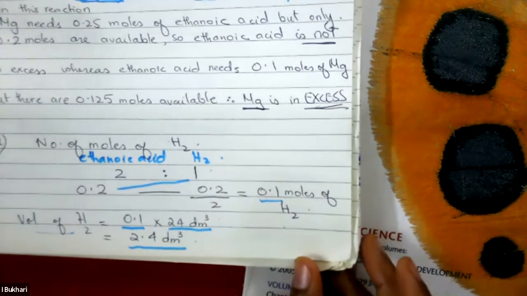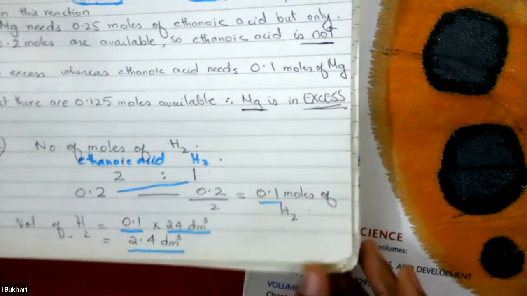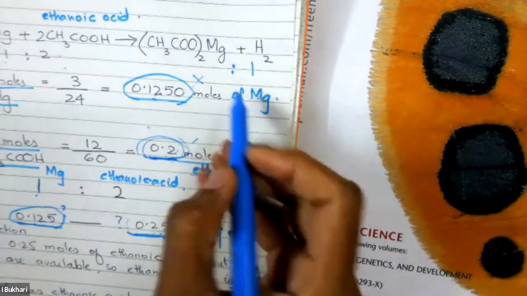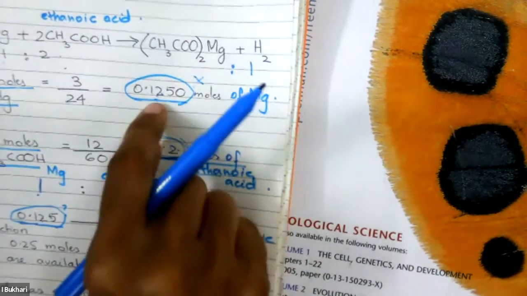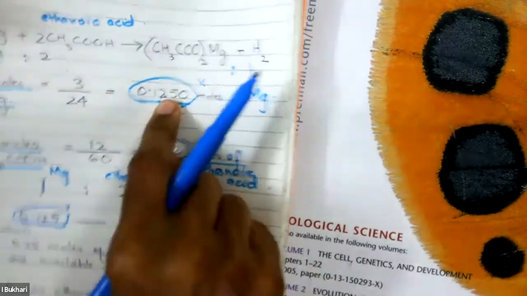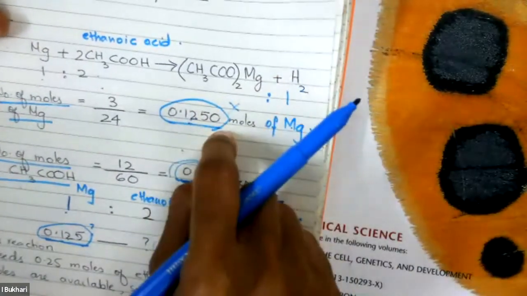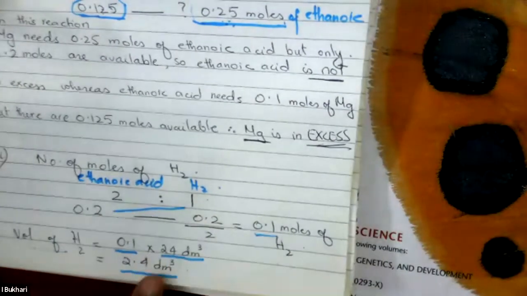Okay, miss. Just the limiting part was kind of confusing, but we got it. Yeah, and also remember this point. If a thing is in excess, you cannot use that substance's number of moles to find anything else in the equation, because that is extra. So if I use magnesium here, my answer will be wrong.